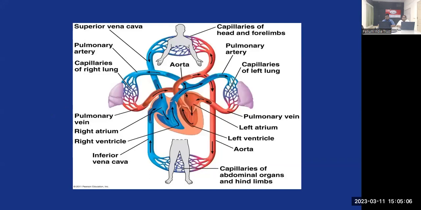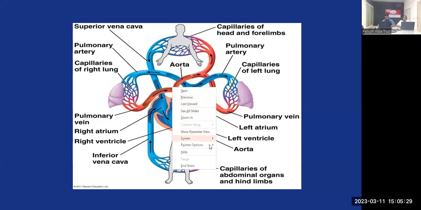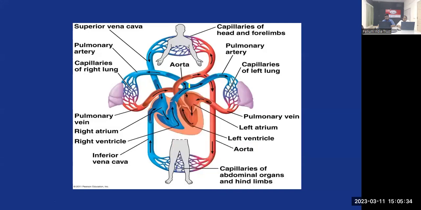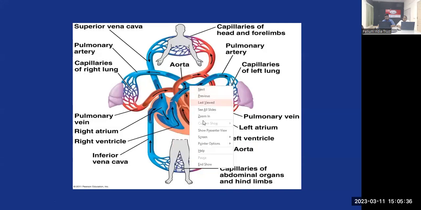So this is our systemic circulation. We all know how our system functions, and how the systemic circulation happens. So here you can just see the upper part of the body.